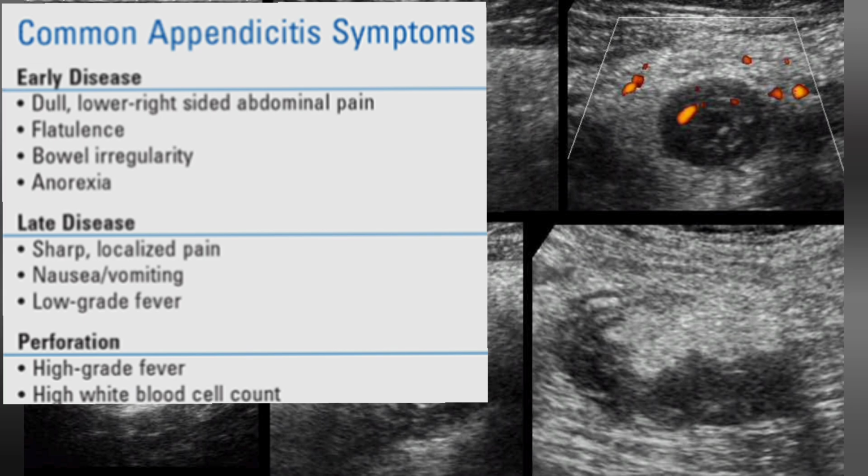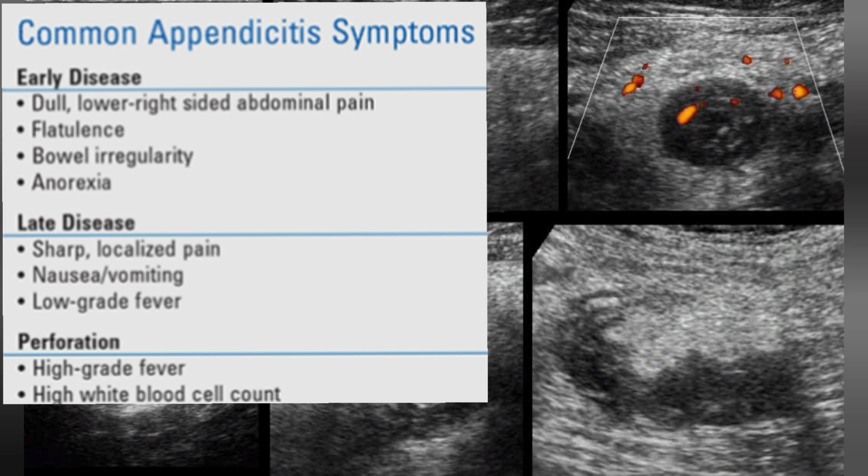In early disease, there is usually dull lower abdominal pain, which usually shifts to the right iliac fossa, with flatulence and bowel irregularities with anorexia. In late disease, there is a sharp pain localized to the right iliac fossa with nausea and vomiting and low grade fever.